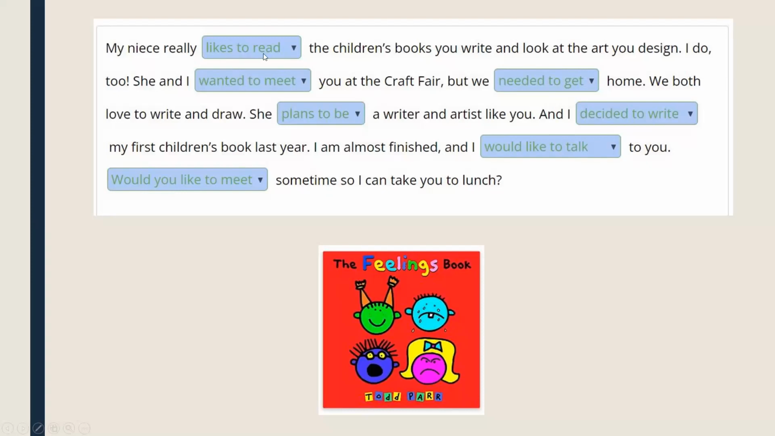So as you noticed, all the verbs here are followed by infinitive, okay? Likes to read, wanted to meet. You see, it doesn't matter the time of the verb, the tense. After them, you have infinitive, okay? Needed to get, plans to be, decided to write, would like to talk, would you like to meet? All right?